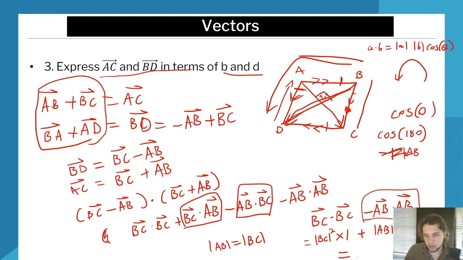Based on that, all we're actually doing is BC squared minus AB squared, which equals 0. So the dot product equals 0 because the magnitudes of all these sides are the same. Therefore, we've completed our proof. If the dot product is 0, then we know that the angle between these two lines must be 90 degrees.